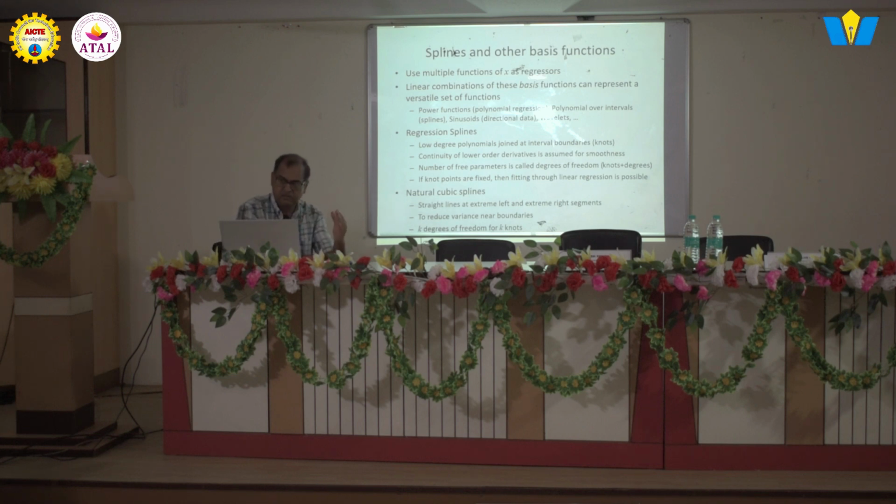You have fixed ranges: one polynomial over a specified interval, and then another, and these different little polynomials are tied up at the boundaries. These boundaries are called the knot points. At the knot points, you connect them and impose some continuity restriction, because you want your function to be continuous. So that's how it is done: low degree polynomials joined at interval boundaries called knots. And you require continuity of not just the function but also of the lower order derivatives.